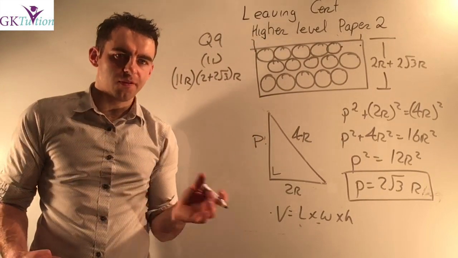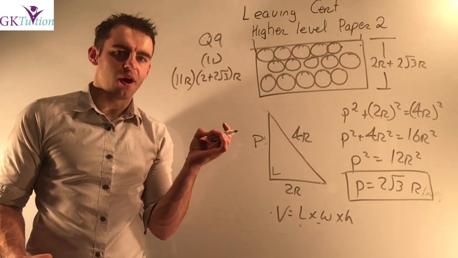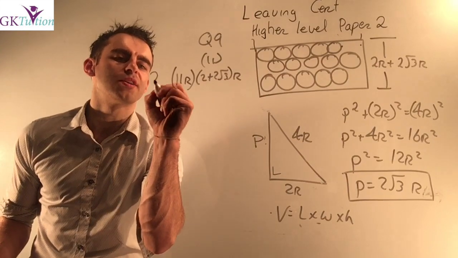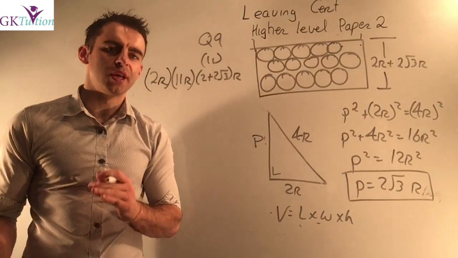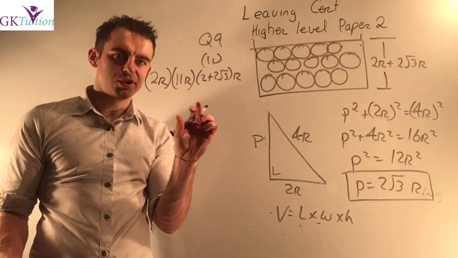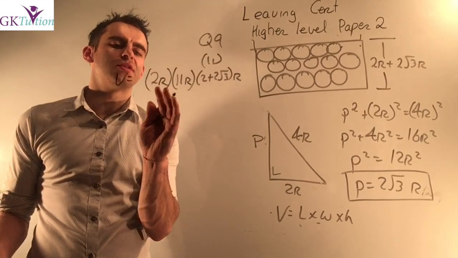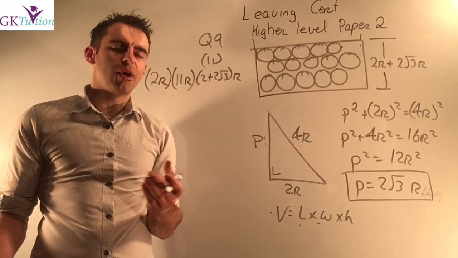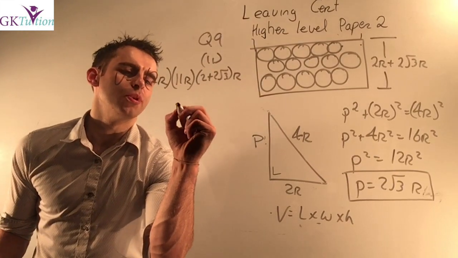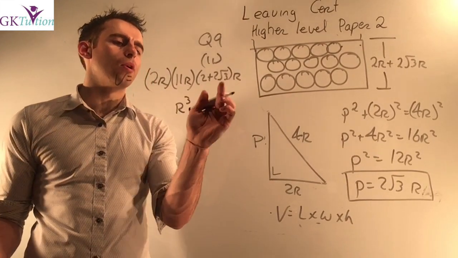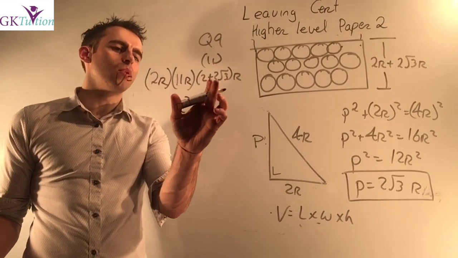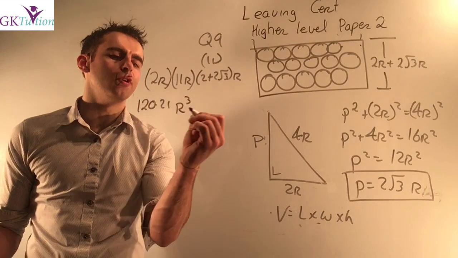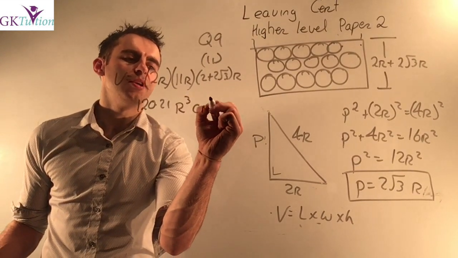Obviously then I'm trying to find the volume, so I need to multiply that by the height. The height of this box is the same as the height of the last box. It's just 2 times r. It just needs to be high enough to fit 1 snooker ball. So the volume is the height by the width by the length. That'll give me my volume. Now you can ignore the rs. You don't put them into your calculator, obviously. r by r by r is r cubed. 2 by 11 by 2 plus 2 root 3 works out as 120.21 r cubed centimeters cubed.